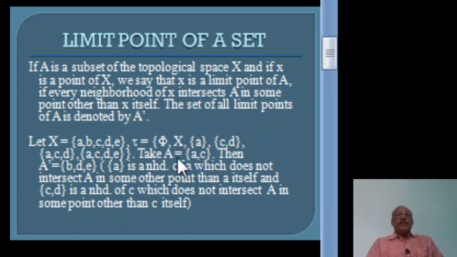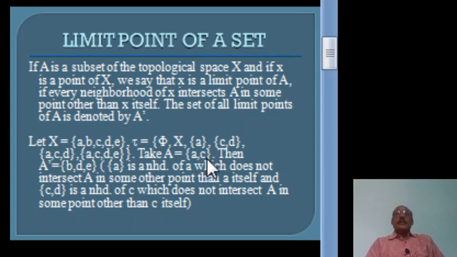So B is a limit point of A, so we can take B as a point in A dash. Then what about C? Again, C comma D is a neighborhood, ACD is a neighborhood, ACDE is a neighborhood, and X is also a neighborhood of C. In particular, C comma D is a neighborhood of C, and this set intersects capital A, of course. But C comma D intersects A only at the point C.